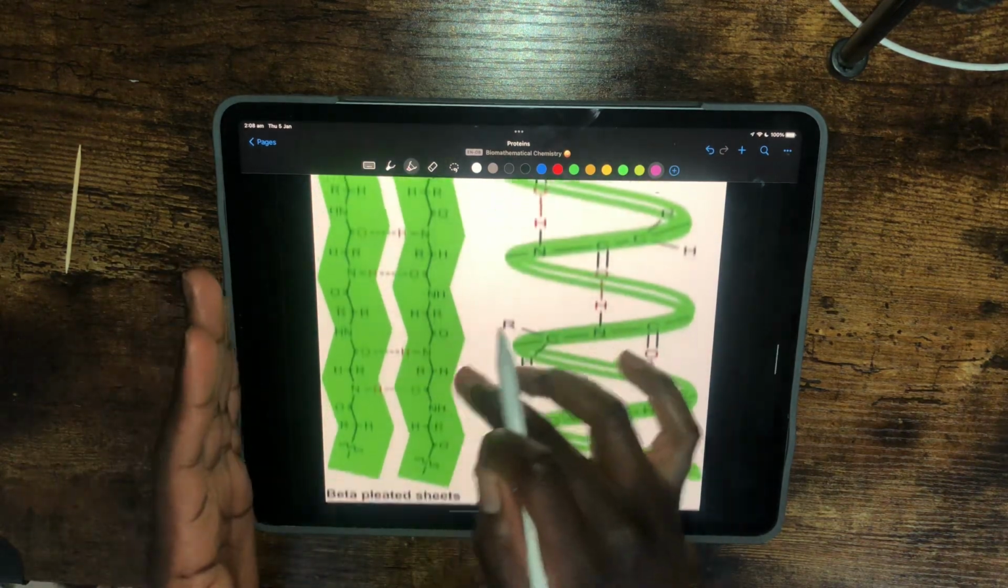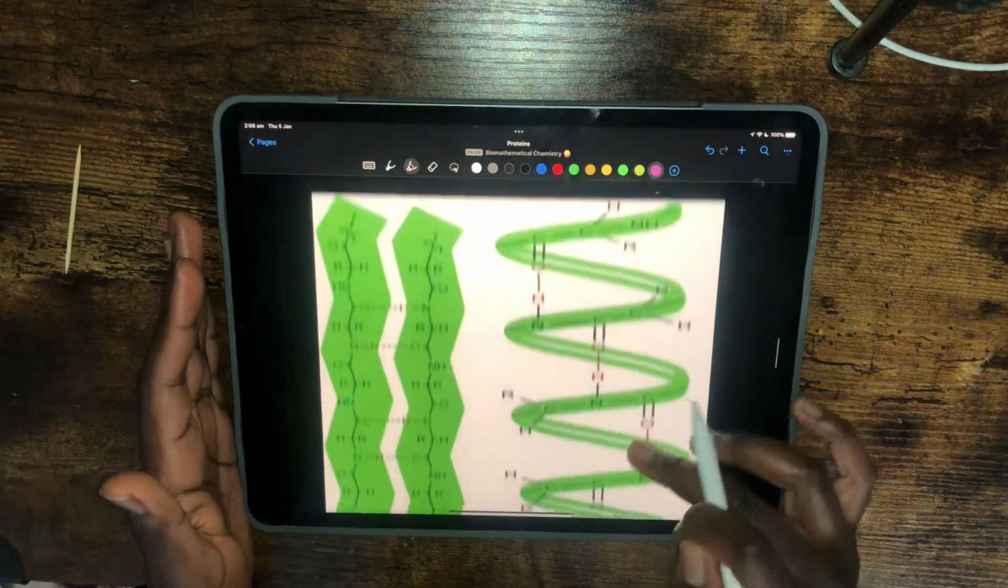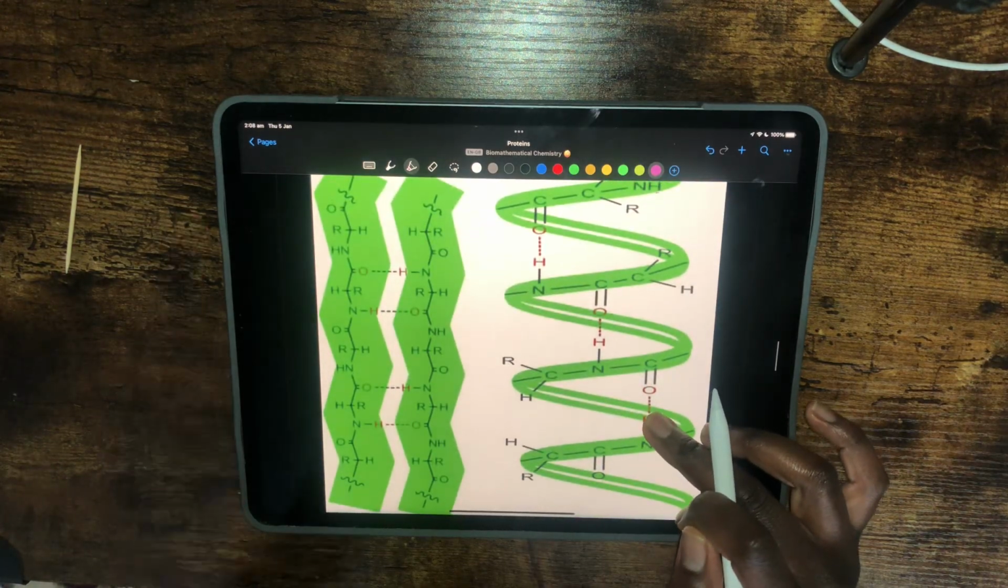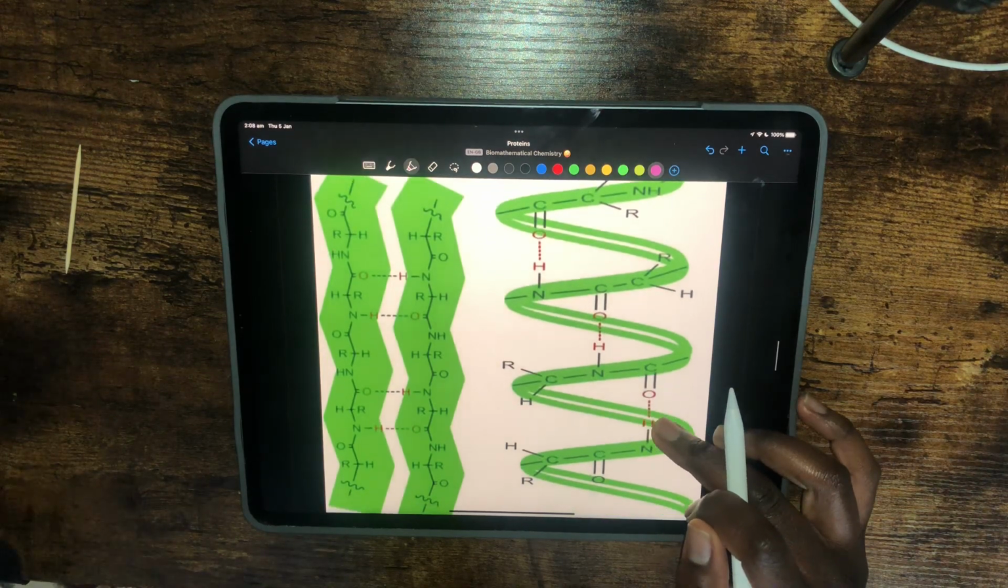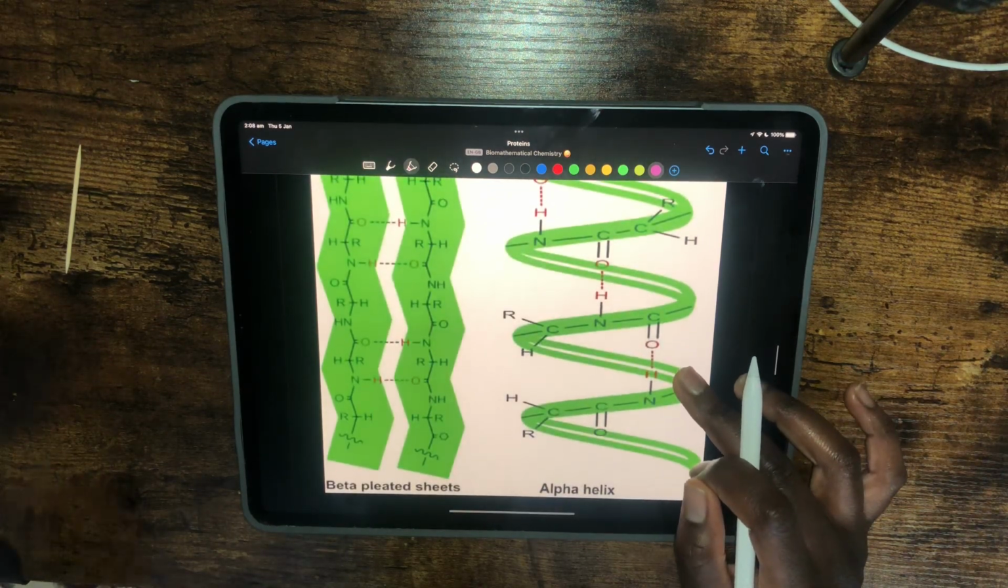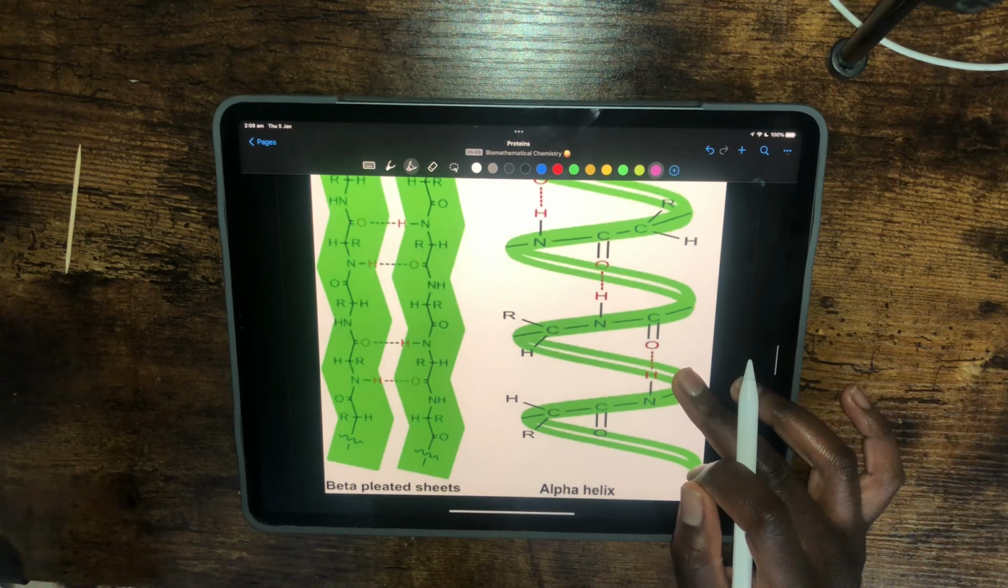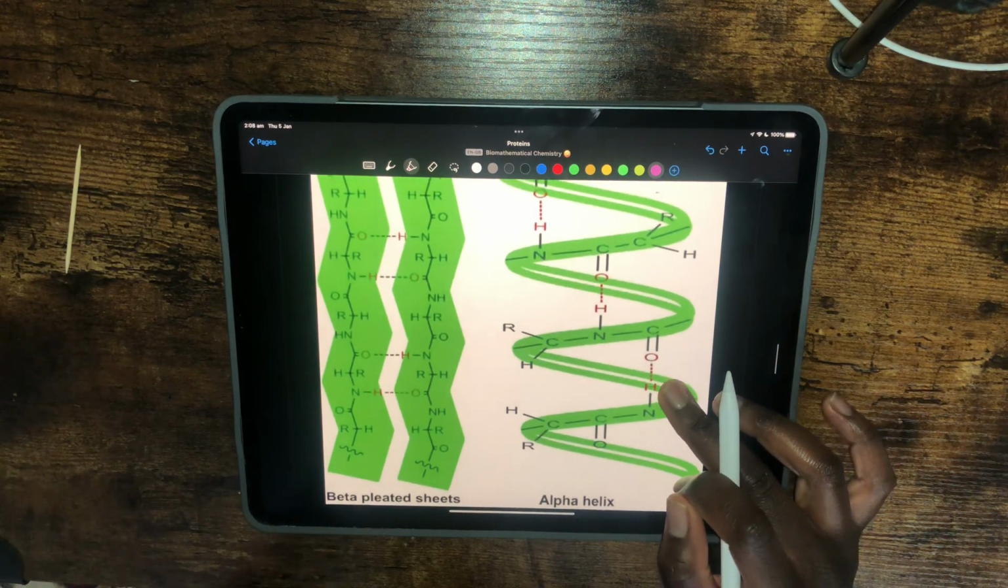Now the example that I actually have here, I only say this because my chemistry teacher told me about this, and I never really thought about it until he told me. Shout out to Dr. Bakari. But this is an example of keratin.